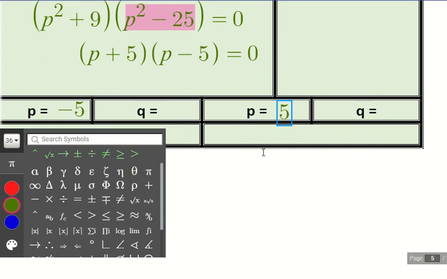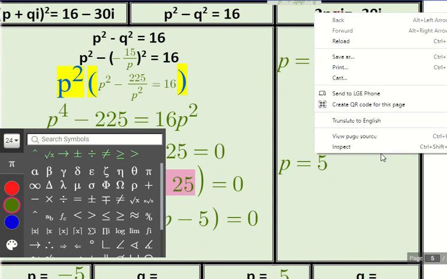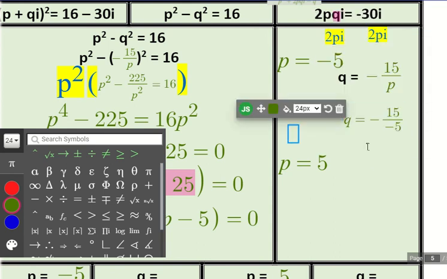Now I need to go substitute and find the values for q. So here, what I'm really doing is like creating ordered pairs when we solve a system of equations. If p equals negative 5, what is q? So q equals negative 15 divided by p, which in this case is negative 5. A negative divided by a negative is a positive. So therefore, q in this case equals positive 3.